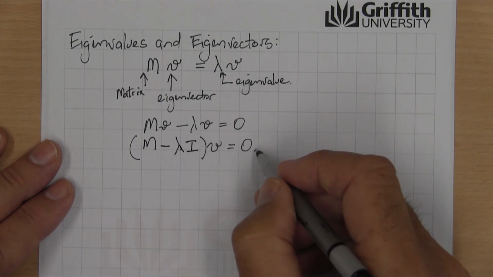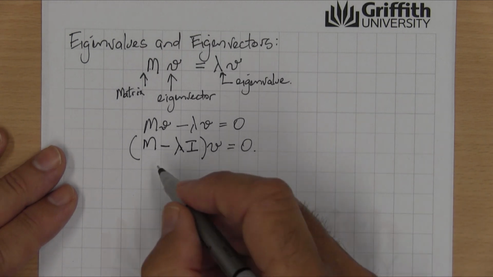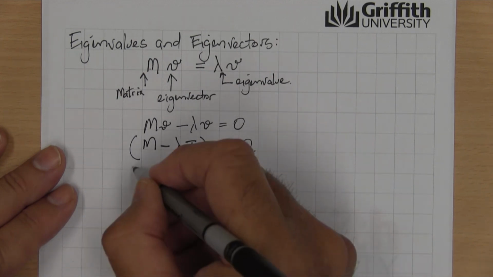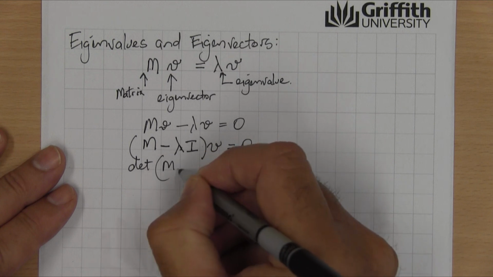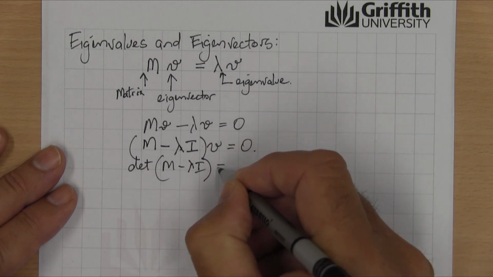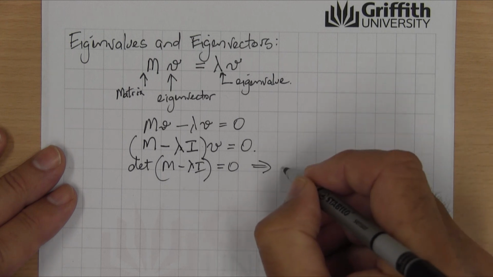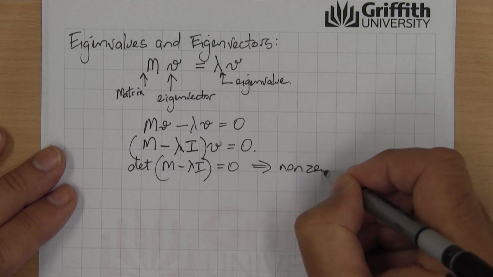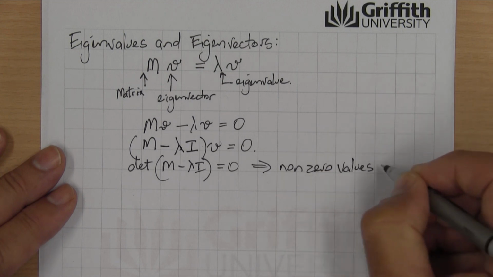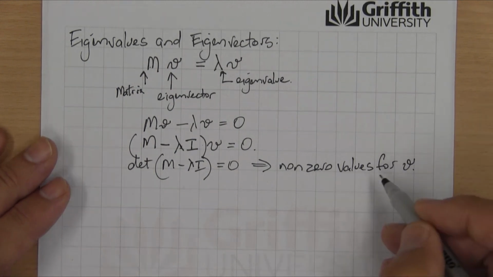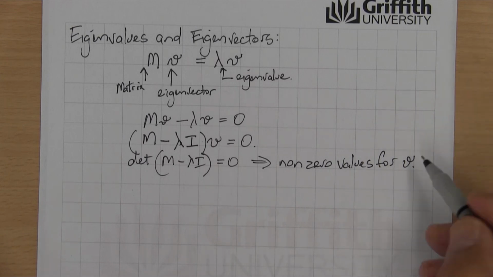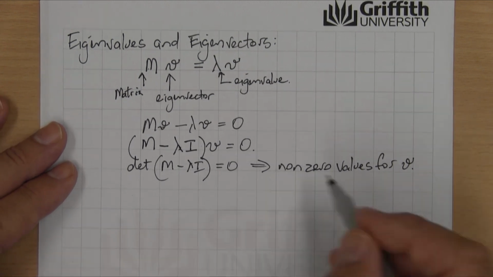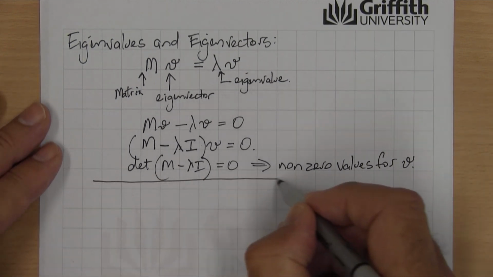We know from what we've done with homogeneous equations that to get non-zero values for v, the determinant of this must be equal to 0. So the determinant of M minus lambda I equals 0 implies that we get non-zero values for v, the eigenvector, and that's what we're looking for. We're looking for non-zero values of v. Zero values for this eigenvector are trivial, and we don't consider those. Okay, so let's just have a look at an example.